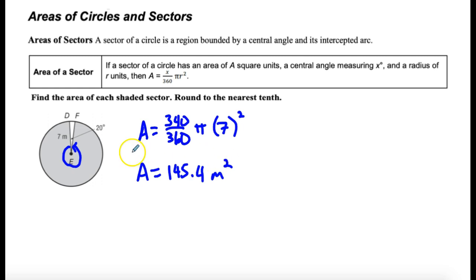Okay, so like I mentioned, the most classic example of something like this is a piece of pie or a piece of pizza, something like that, finding the area of a sector of a circular object like that.